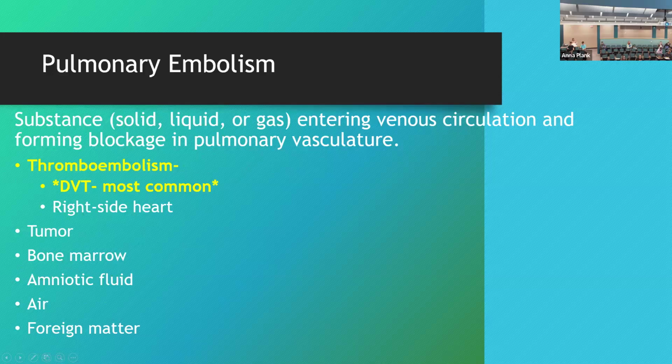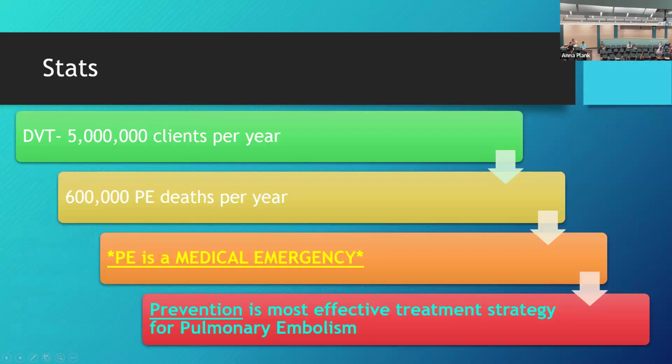All right, so a PE can actually be solid, liquid, or gas. The most common cause is a clot. A DVT is the most common type of clot, but the pulmonary embolism is a thromboembolism, okay? They can be caused by anything. They can be caused by a tumor, bone marrow, amniotic fluid, whatever. Okay, but what you need to know is it is something that is in our circulation that's going to block the pulmonary vasculature. Okay, so DVTs, super common.